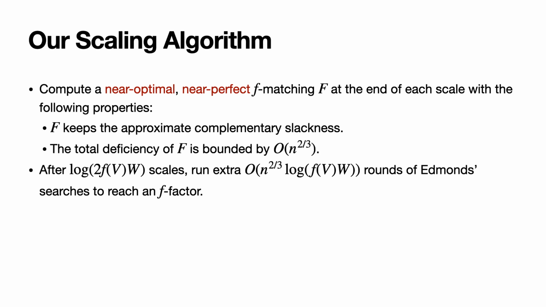Next, we will introduce our scaling algorithm. Speaking at a high level, our algorithm computes a near-optimal, near-perfect matching F at the end of each scale with two properties. F keeps the approximate complementary slackness, and the total deficiency of F is bounded by O(n^{2/3}). Then, after log₂ FAW scales, run O(n^{2/3}) times log FAW rounds of Edmonds Search to reach an F-factor.